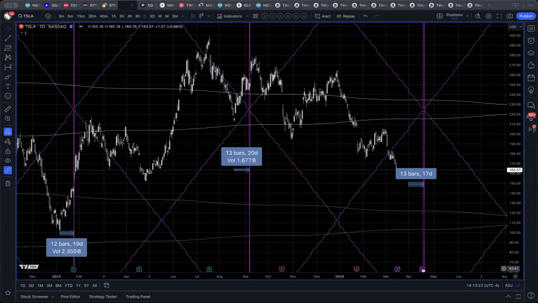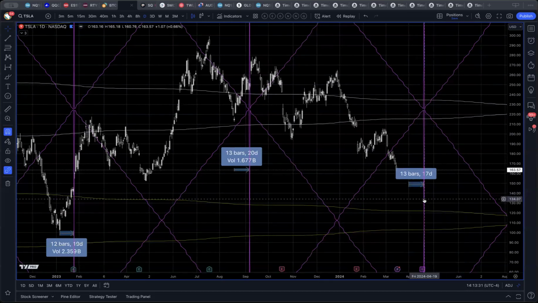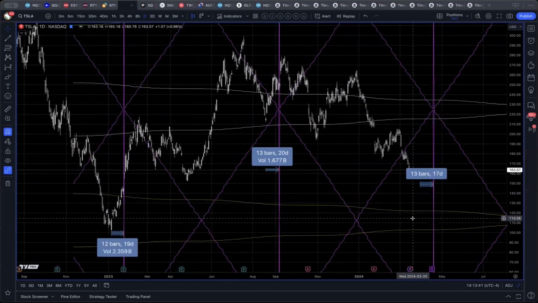So that will take effect in the Q1 earnings that are scheduled to be announced April 17th, right on the day of the crossover. So if we get a good reaction, reasonably good earnings, I think there's a potential here for a nice pump based on this analysis.